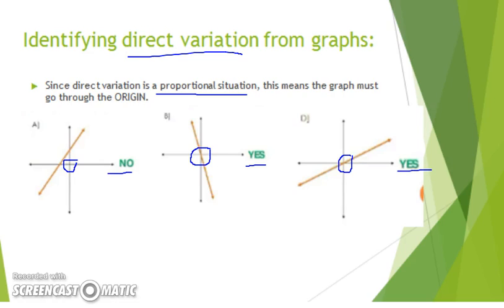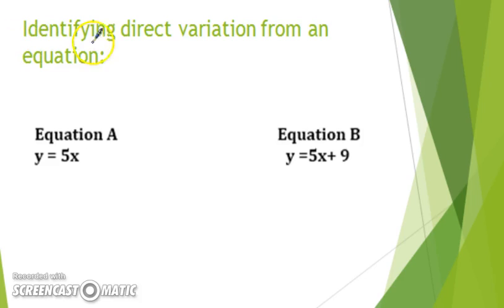All right, now let's move on to equations. When you're identifying direct variation from equations, you're looking at if it has a plus or a minus. Notice that this equation here does not have a plus or minus, which means my y-intercept would be 0. All right? So that means it goes through the origin. Over here, I have a plus 9, which means my y-intercept is 9. We don't want this plus 9. This means it is non-proportional, so it would not be a direct variation. So which equation is a direct variation? Equation A is a direct variation.